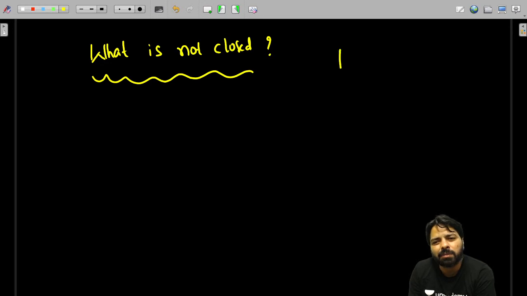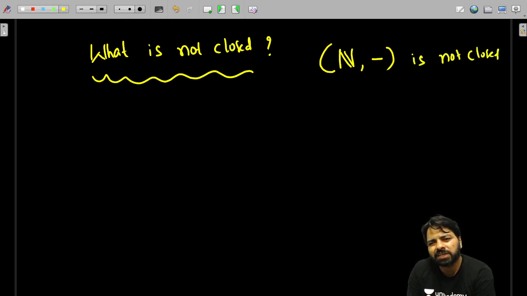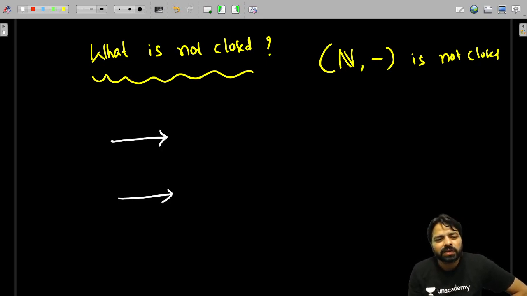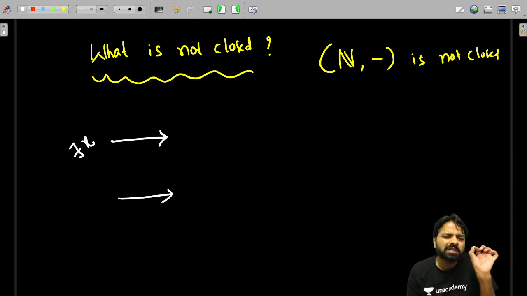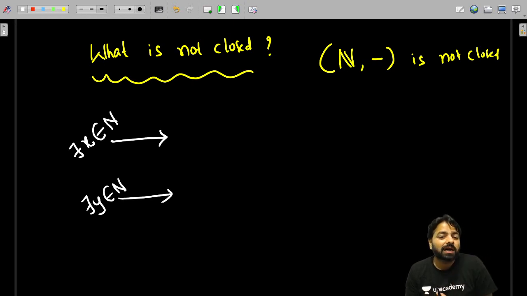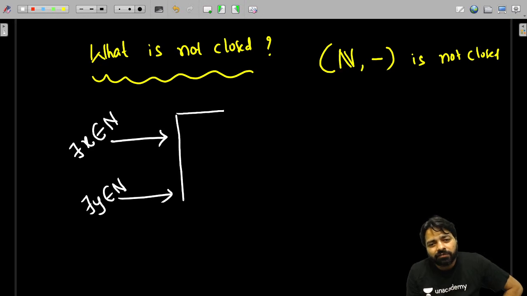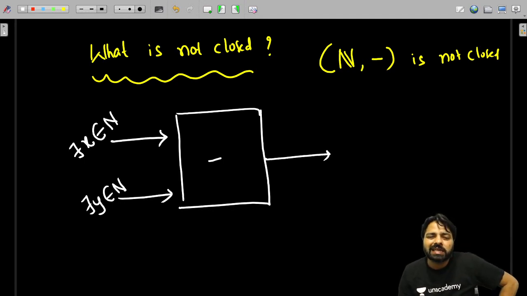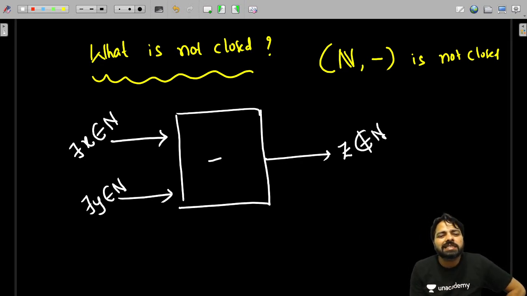Example, N comma minus. It is not closed. But why? Is that for every two elements? No. Don't apply every two now. If there exists x, at least one is fine. There exists x belongs to domain and there exists y belongs to domain, and when you apply the operation, I'm applying for binary. If you are applying for unary, take only one element. And the result, that is x minus y, that z, whatever you get, is not in N. Is there any such example?